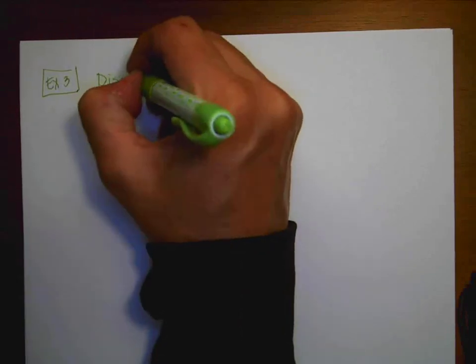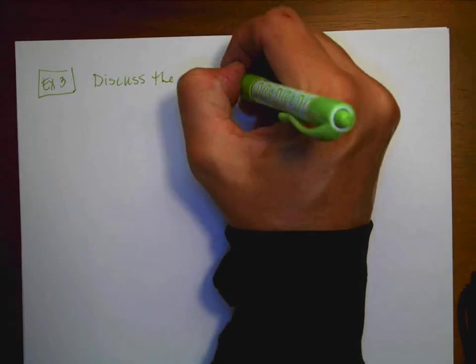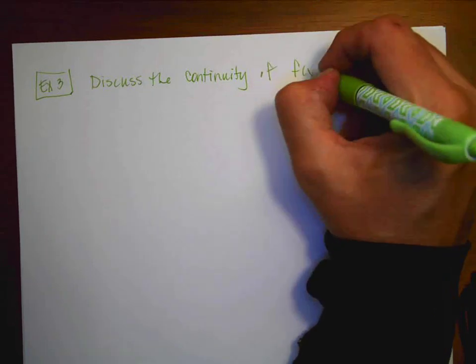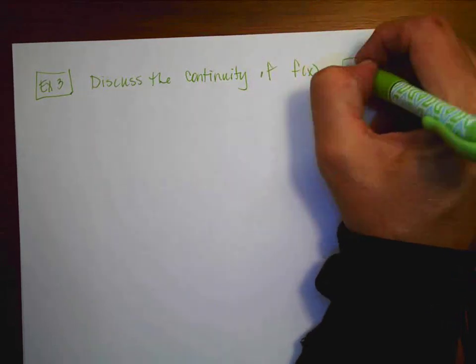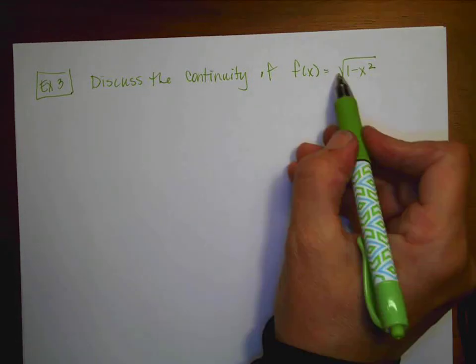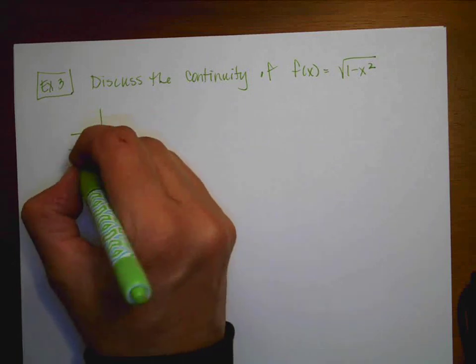The third example says, discuss the continuity. Remember, we always answer the question that's asked, of f of x is equal to the square root of 1 minus x squared. And again, that's a cute little circle, right? It's the top half of the circle.